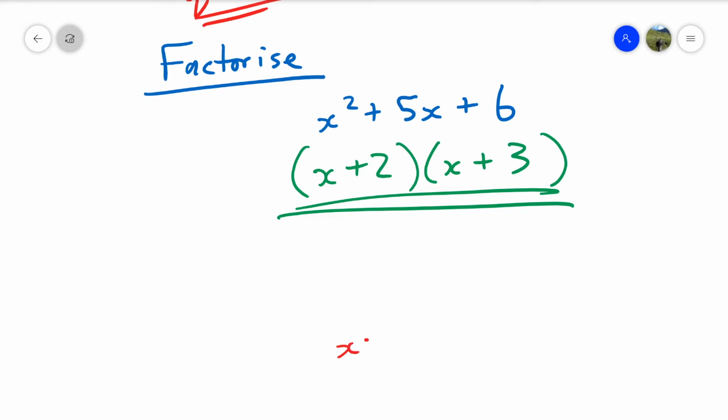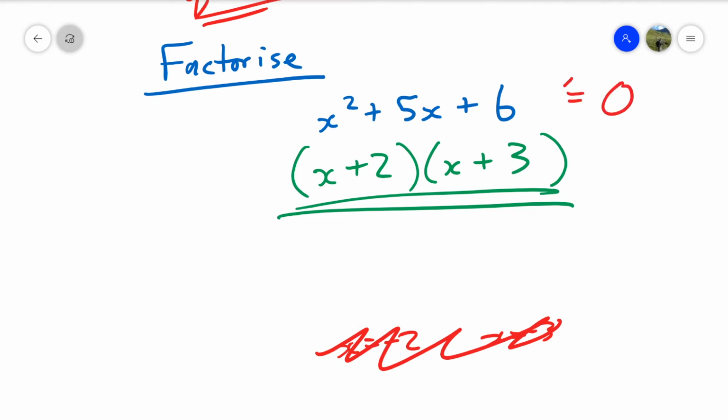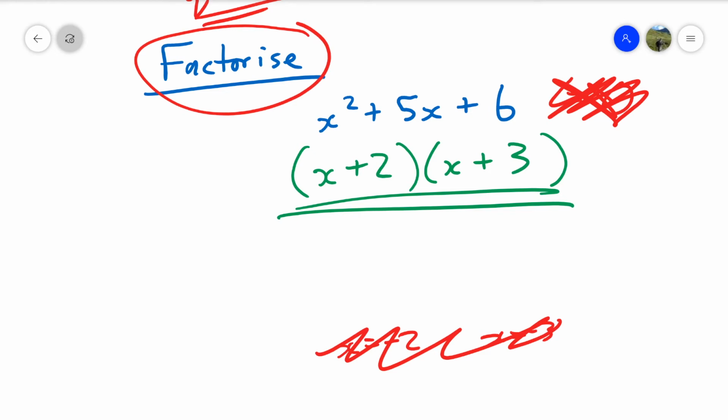I'm about to move on to the next question, but I just want to say, if you tried to solve it and said x equals minus 2, x equals minus 3, that's wrong. Just in case you did it, because there was no equals 0. And it said factorize, and factorize means put into brackets. So be very careful that you identify what you're supposed to be doing.